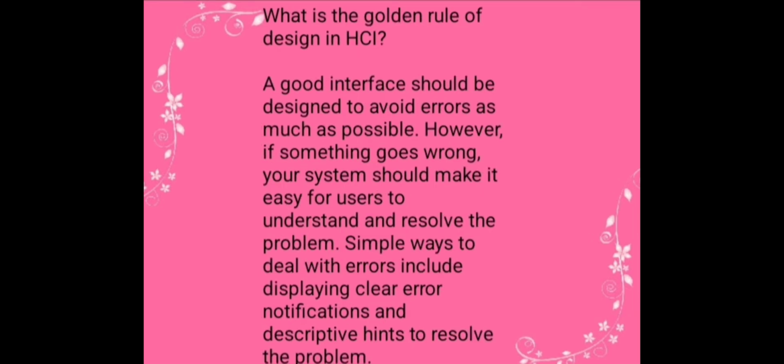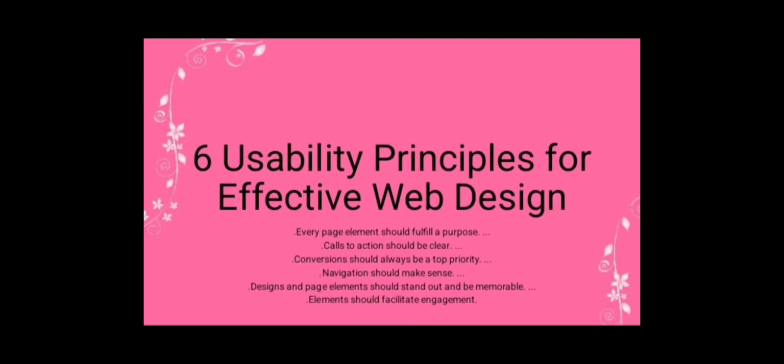What is a golden rule of design in HCI? A good interface should be designed to avoid errors as much as possible. However, if something goes wrong, your system shall make it easy for users to understand and resolve the problem. Simple ways to deal with errors include displaying clear error notifications and descriptive hints to resolve the problem.